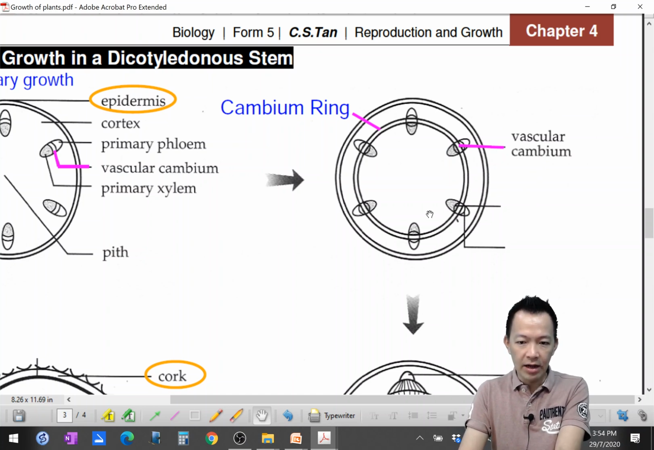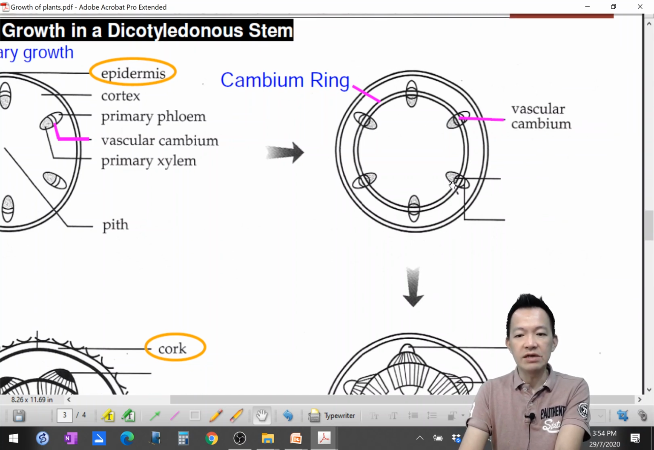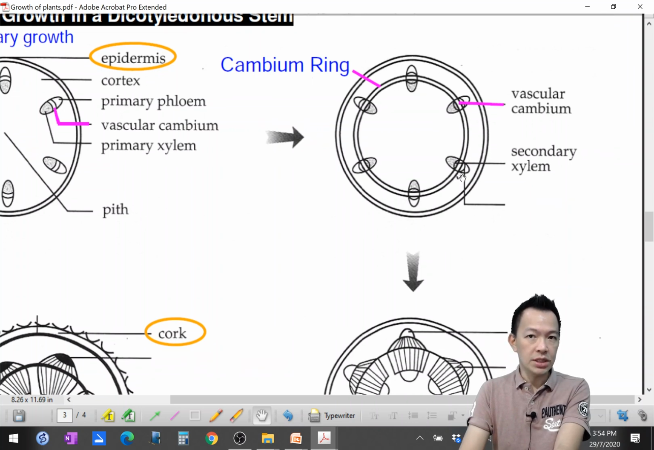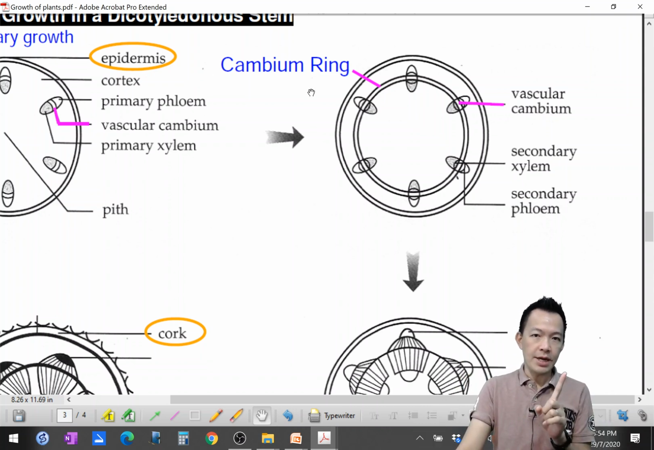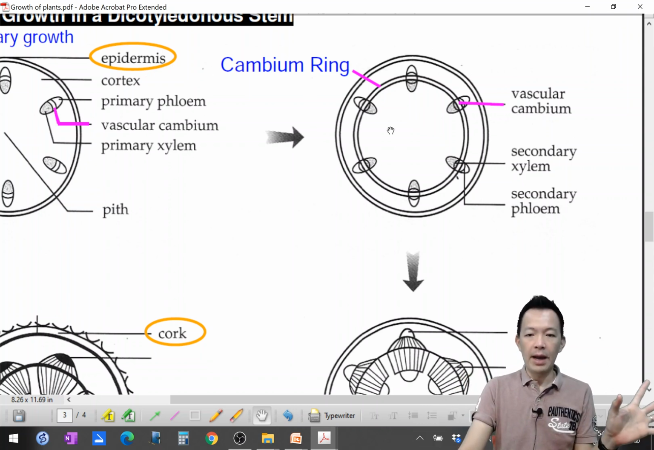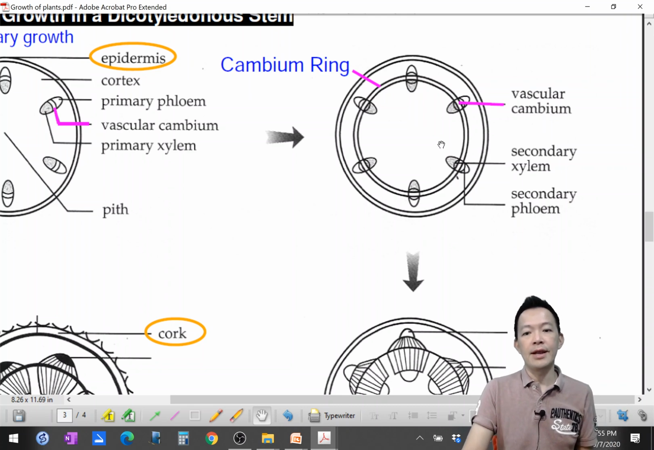Now they start making a new layer of cells that pushes the old cells inwards. So the primary xylem is pushed inside. The new layer of cells is called secondary xylem tissue. Another layer pushes the old tissue upwards. This is the secondary phloem tissue. It starts to grow bigger. So the cambium ring is not available in the root, but is available in the stems.